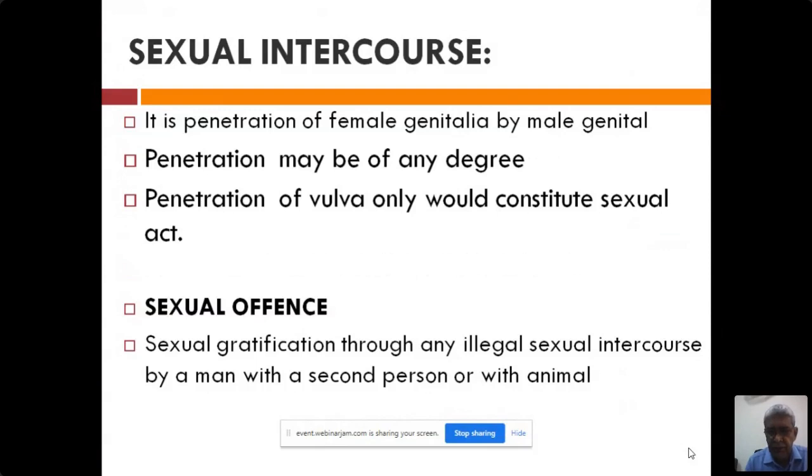Here, the important thing is to differentiate between legal sex and illegal sex. Only the illegal sexual intercourse done by a man for the purpose of sexual gratification with a second person counts. This second person may be another male or a female person or any other animal.